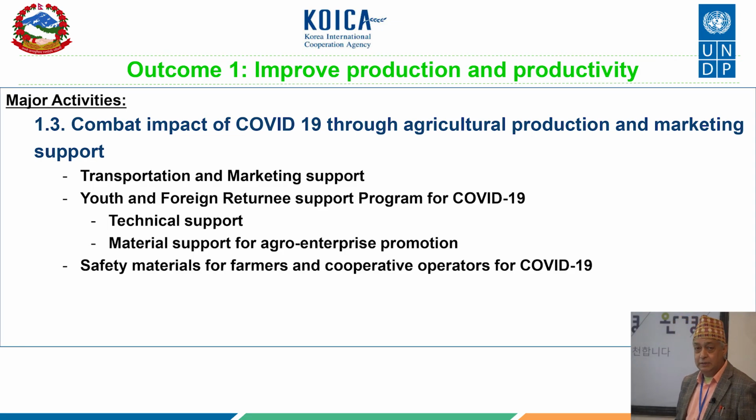Again, in the next year, COVID impacted us. So we included one more additional outcome: to respond to the impact of COVID through agriculture production and marketing support. That is new in our project document, which we initiated last year. In this case, we supported Palikas and cooperatives in transporting the products, because at the beginning of the lockdown last year a large quantity of fruits and vegetables was dumped, as farmers could not sell them. So we immediately provided support to Palikas and cooperatives to transport their products to the outlet market, and this was very effective in collecting from the farmers and bringing it to the market.